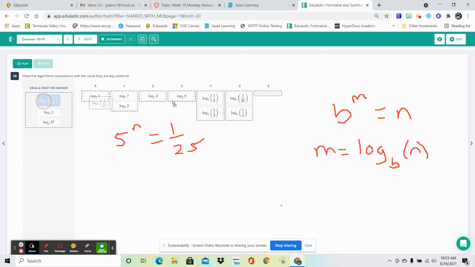3 to the negative third equals 1/27. 3 to the 0 equals 1. And 3 to the positive third equals 27. So again, once you understand what a log is, especially with these numbers, they're very easy because they're all perfect powers, perfect roots. So it's when it's not that you'll need your calculators to approximate your answers.